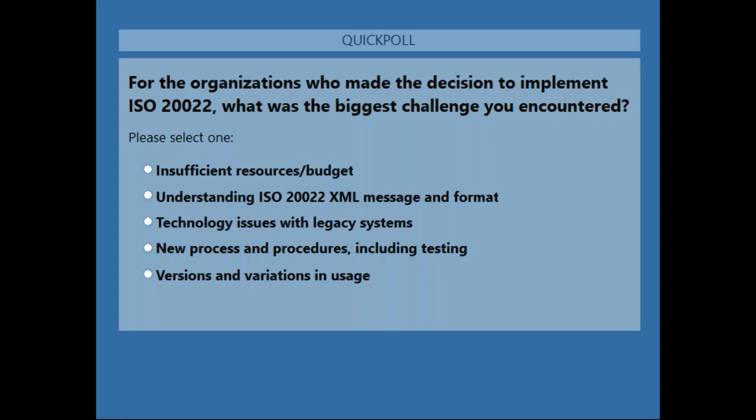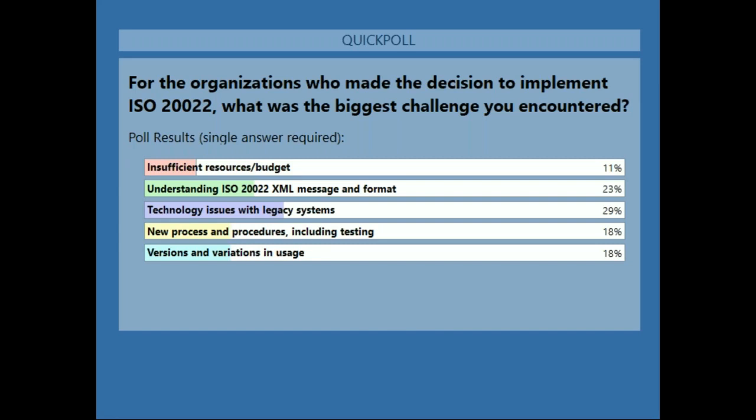Should we take a look at the results? All right, so wow, a fairly significant group has dealt with technology issues with legacy systems, and this is followed by understanding ISO 20022 XML message format, which is quite understandable. I'm actually surprised about the insufficient resources and budget, but that may be also because attendees are aware of the changes that are coming down the pike and have actually budgeted for them in the coming future.